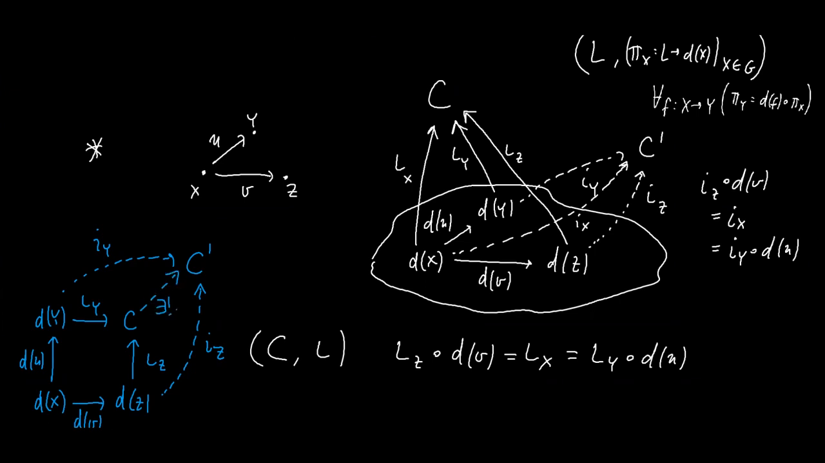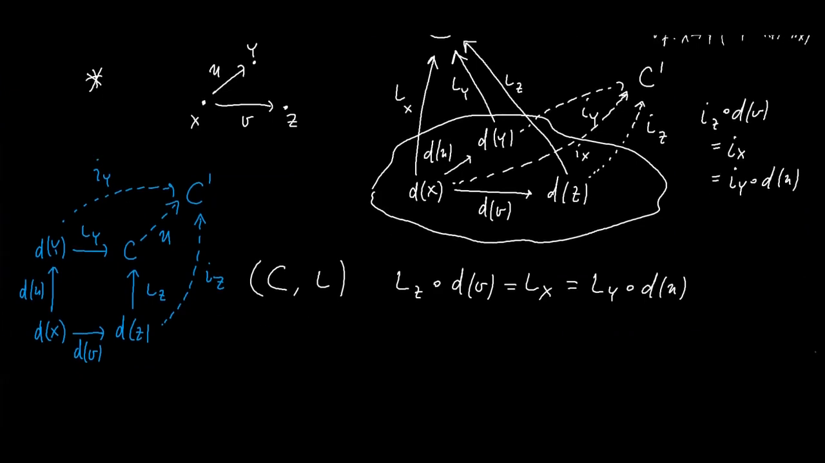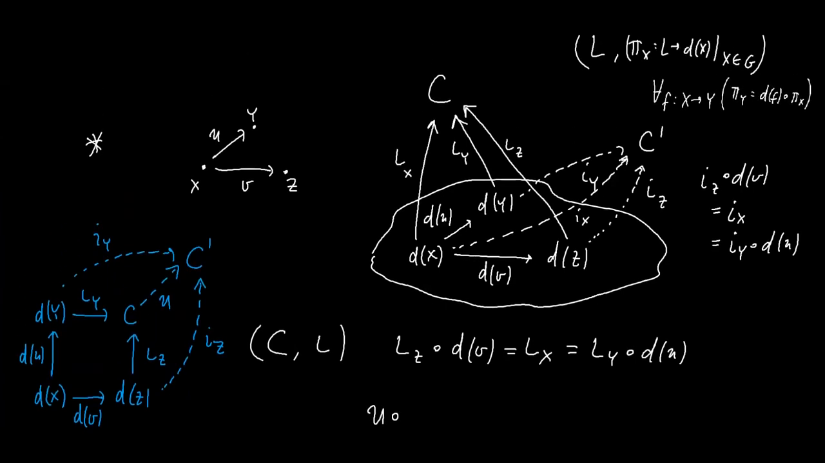So there is a unique morphism from C to C prime, but it's not a unique morphism altogether. It's a unique morphism with a certain property. It's a unique U, which is a morphism in the category of such pairs. In other words, it's a unique U such that all the triangles commute, right? So if I draw U here, it's a unique U such that this U makes the triangles with the iota and the I commute for each object, not just for Z, for Y as well and for X as well.